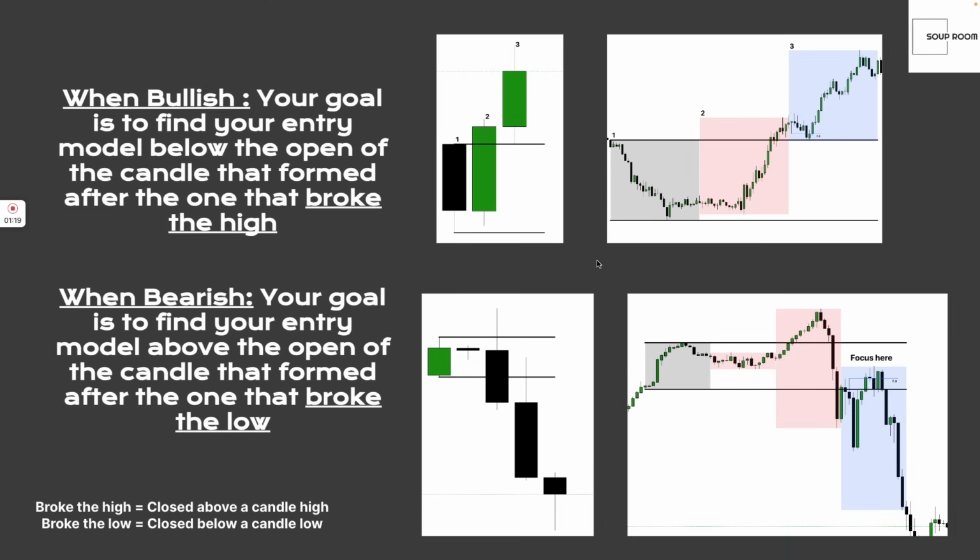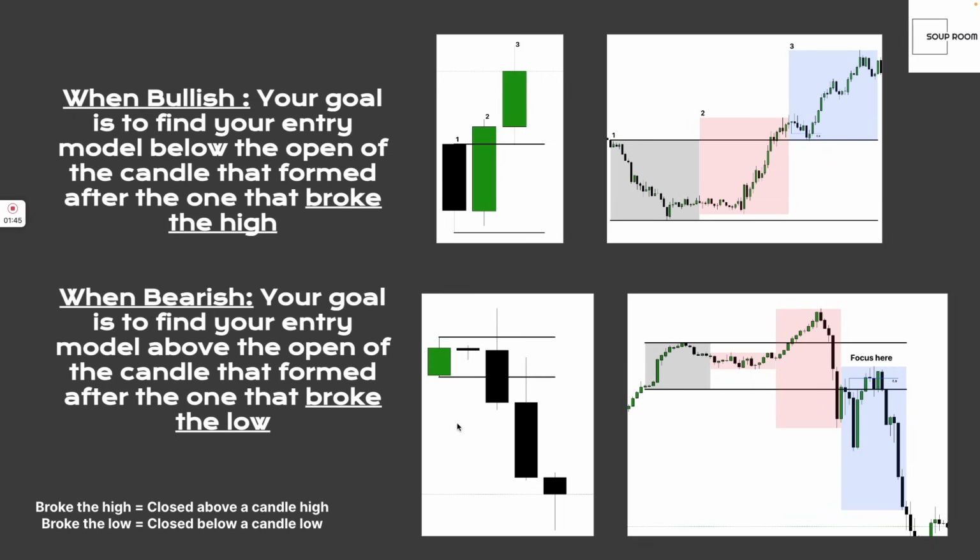So when you're bullish, your goal is to find your entry model below the open of the candle that formed after the one that broke the high. What does this mean? So this candle broke the high. We now need to enter below the third candle. So the candle after the one that broke the high. We need to find our entry model below its open.